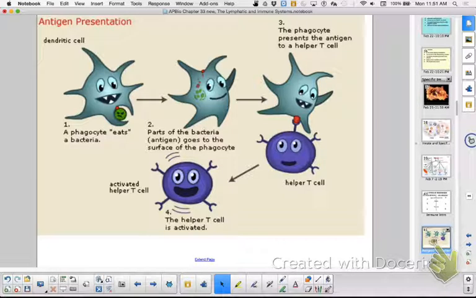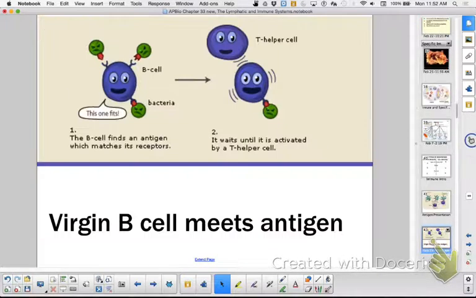Along comes a helper T cell. This would be like a virgin helper T cell. It docks with that particular antigen. This then triggers this helper T cell. He is now activated. And what will he do?